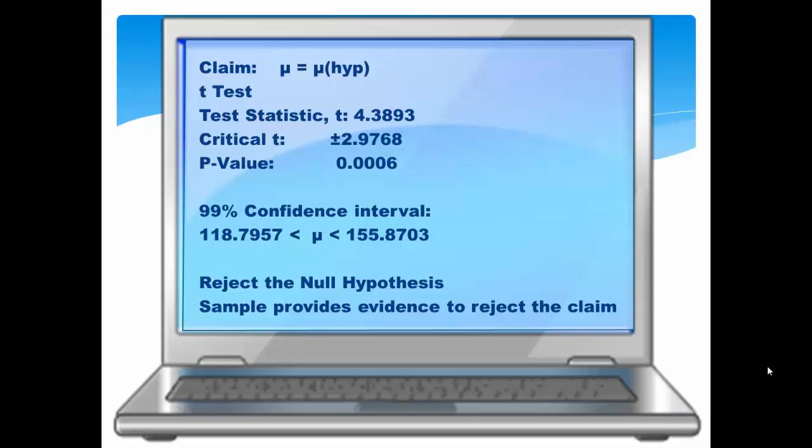Now, we talked about confidence intervals back when we were doing the Z procedures. And this means that I am 99% confident that the population mean would be between roughly 119 calories and 156 calories. Then we are also told to reject the null hypothesis, because the sample provides evidence to reject the claim. Now, the thing to remember here is the claim is always your null hypothesis.